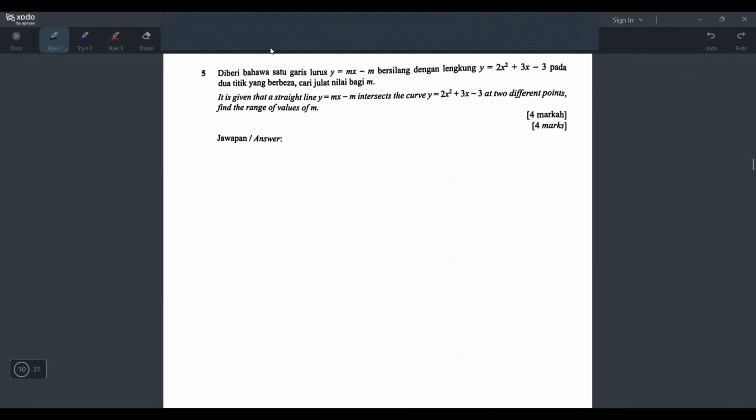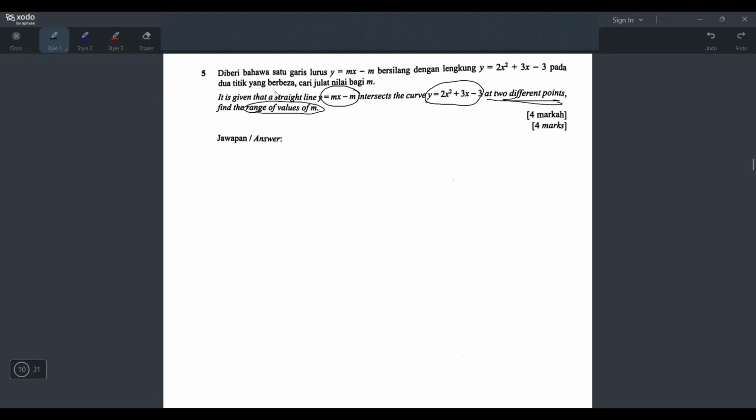Okay, let's continue with number 5. What chapter is this? Let's read the question first. It is given a straight line y equals mx minus m. So this is the straight line equation. Intersects the curve. Okay, so this is the curve equation. So we have two equations, one is the straight line equation, one is the curve equation. At two different points, find the range of values of m.